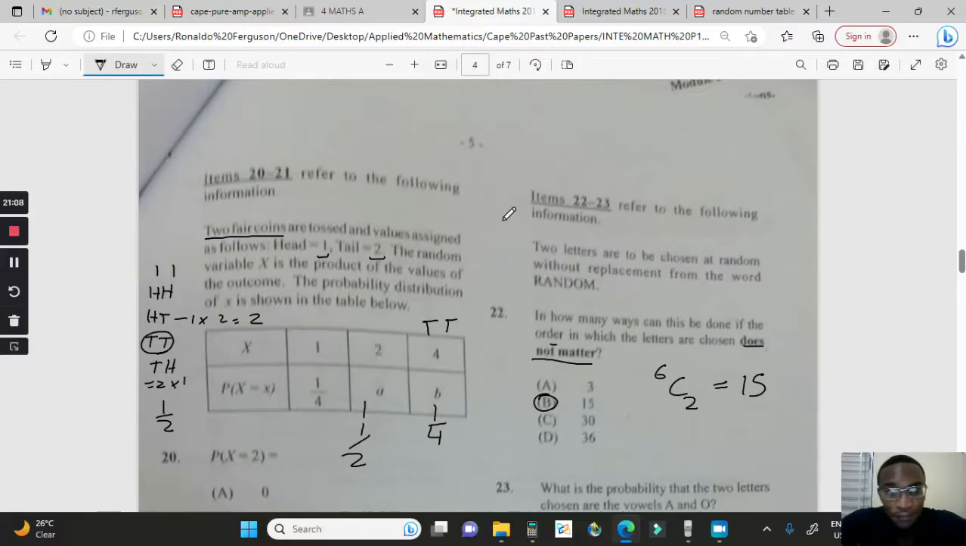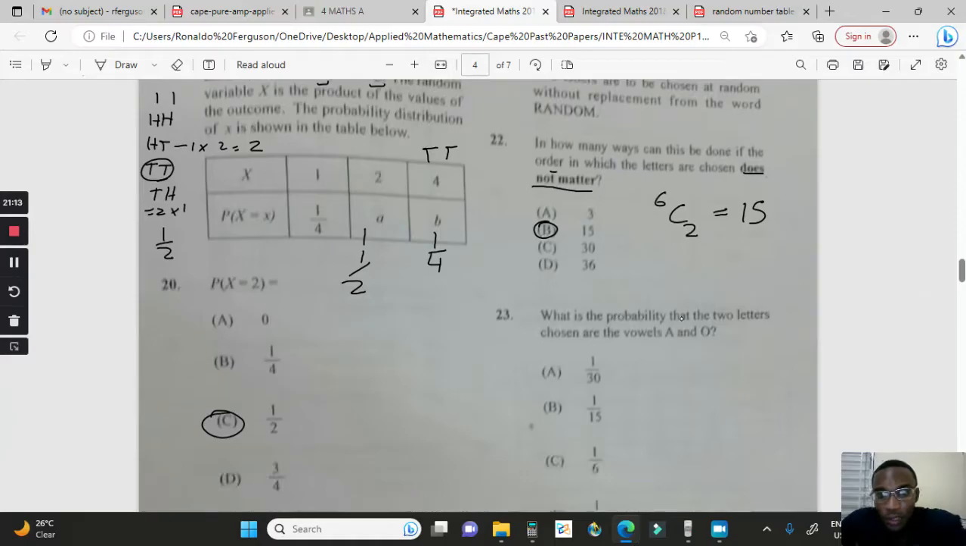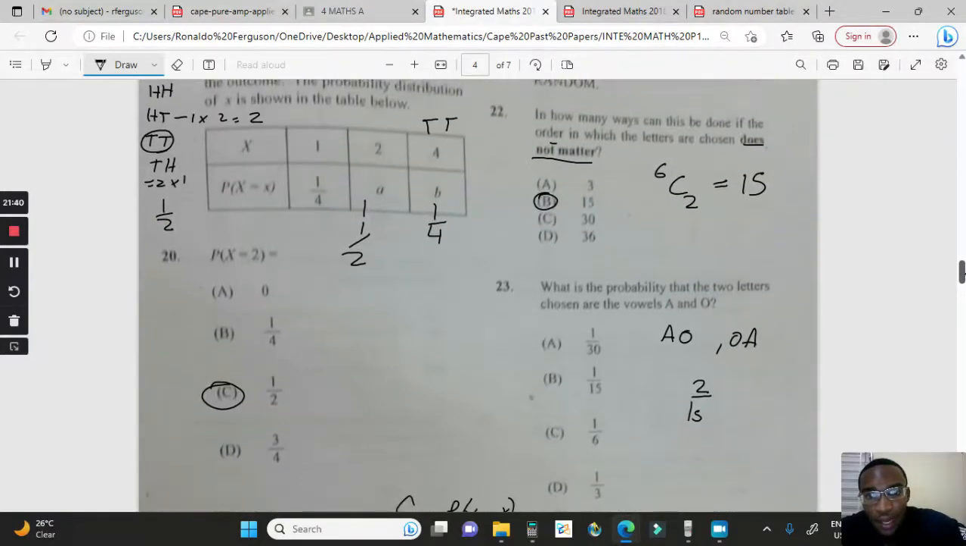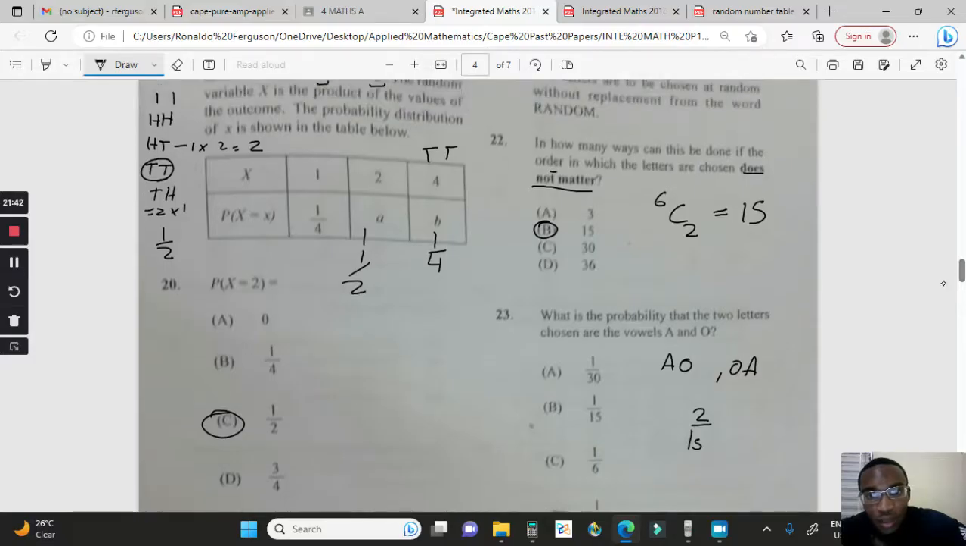My apologies. All right. Number 23 says, what's the probability that the 2 letters chosen are the vowels? Now, if we're going to choose the vowels, we need to choose A and O. So it's either we choose A and O, or we choose O and A. So it's 2 out of the 15. So we'll have to choose those 2. Now, the order does not matter.